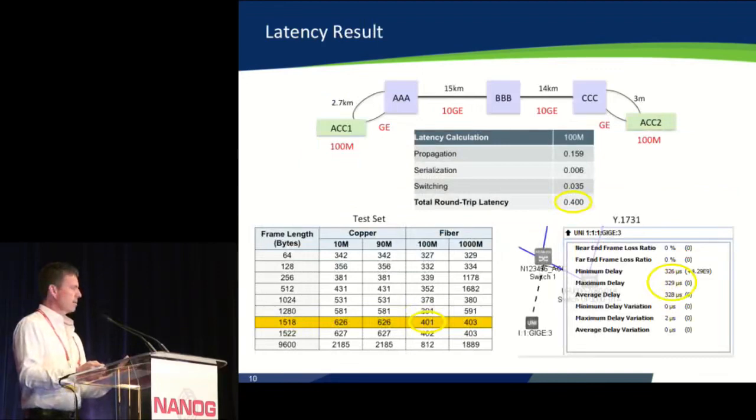So when you add it all up, you get in this particular example, where we've got 10 gig links between the 3 nodes, 100 meg links at the customer, a total round-trip latency of around 400 microseconds. And there's 2 examples of it. There's a test set and a Y.1731 output directly from a test set that confirm the estimates that were made from the fiber lengths and the calculations that were done.